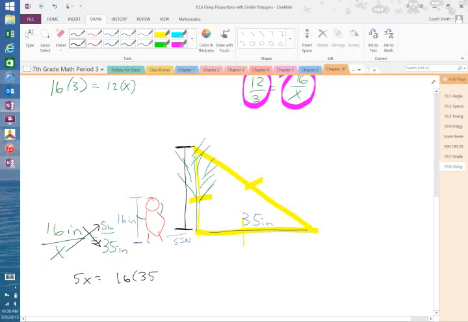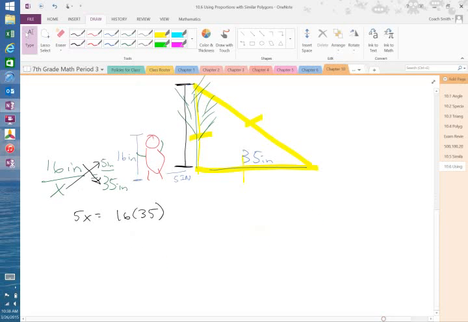For me, I like solving it like the proportion with cross multiplication because that's the easiest way to do it. Like I said, I'll explain to you here in a second what they're doing. Now, 16 times 35 would be what? 560. Okay, so that's 5x equals 560.